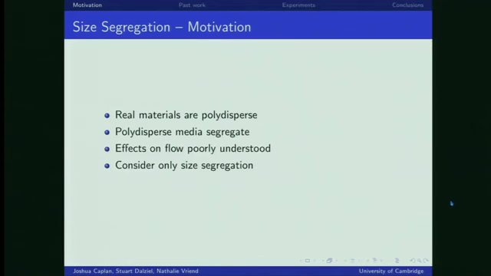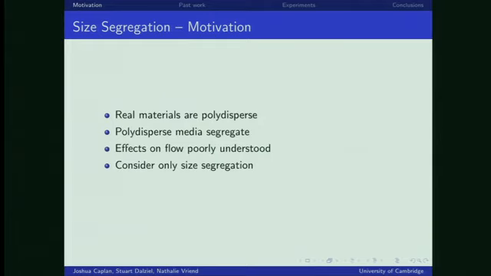So what the segregation effect is, taking the fact that real materials are actually polydisperse, with lots of different types of particles. This leads to segregation effects, which have some effect on the flow, which we don't fully understand. For simplicity, we're only looking at size segregation. You've also got other effects based on different densities and shapes, but they make things more complicated.